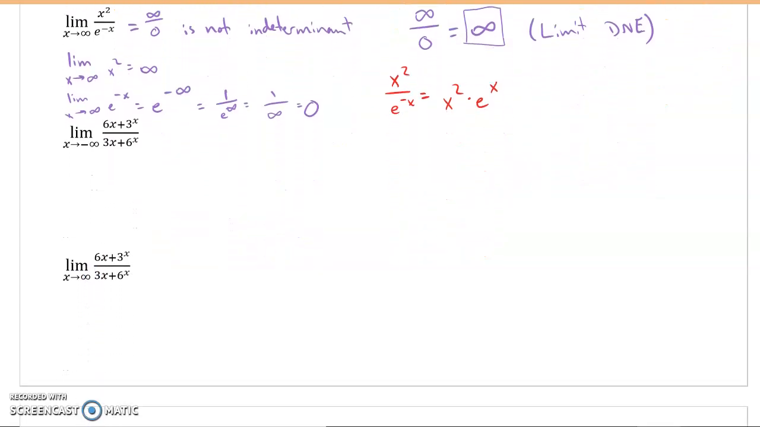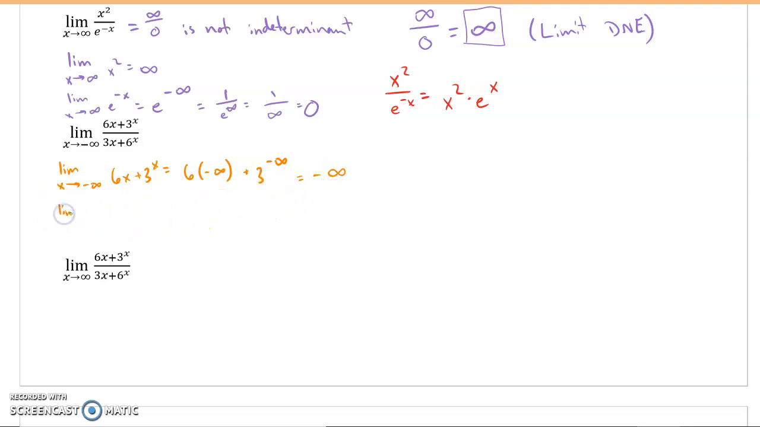Same kind of idea here with the same fraction with two different infinities. So what happens when we try the negative infinity? When we take the limit as x approaches negative infinity of the numerator, we get 6 times negative infinity plus 3 raised to the negative infinity. Remember that when you raise something to the negative infinity, it's like putting infinity in the denominator, so that's going to equal 0. So this is going to be 6 times negative infinity, which is a negatively infinite value.